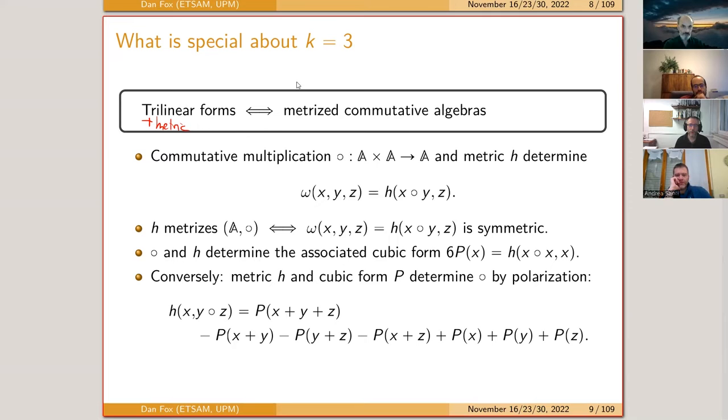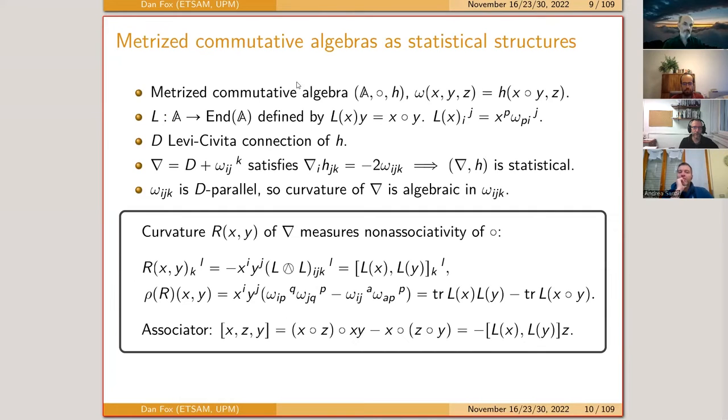So this is how you go between a cubic form and a multiplication via polarization. And this is the trilinear form that you get when you have a multiplication and a metric, and you're supposing that this is completely symmetric. That is equivalent to saying that the metric is invariant, which I say is H metrizes the algebra. Okay, so that's what's special about the k equals three case, this interpretation as an algebra.